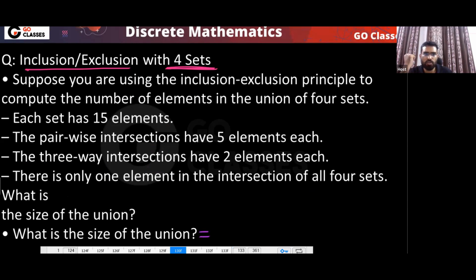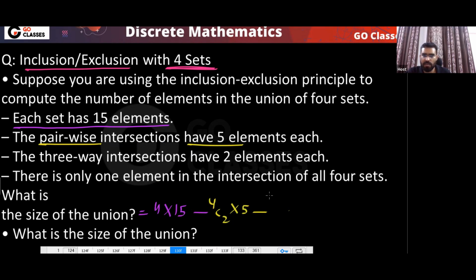So what is the answer for size of union? Remember, every set has 15 elements. Total 4 set you have. So that will be 4 into 15 minus double. How many double you have? Every pairwise intersection has 5 elements. Can anyone tell me? So pairwise means 4C2. There are 4 set, 4C2 multiplied by 5. Double, okay, minus, plus, triple. So that is 4C3. You select 3 and everything has 2 elements, minus.